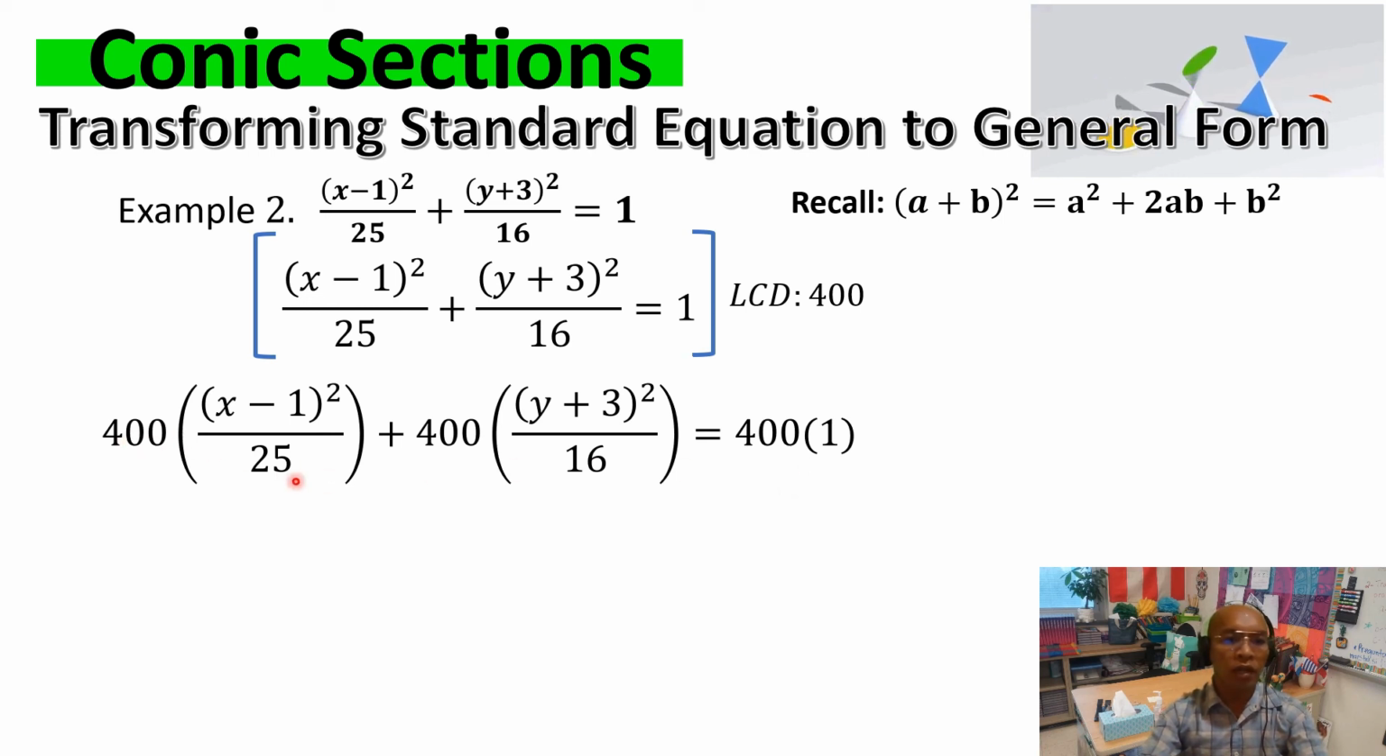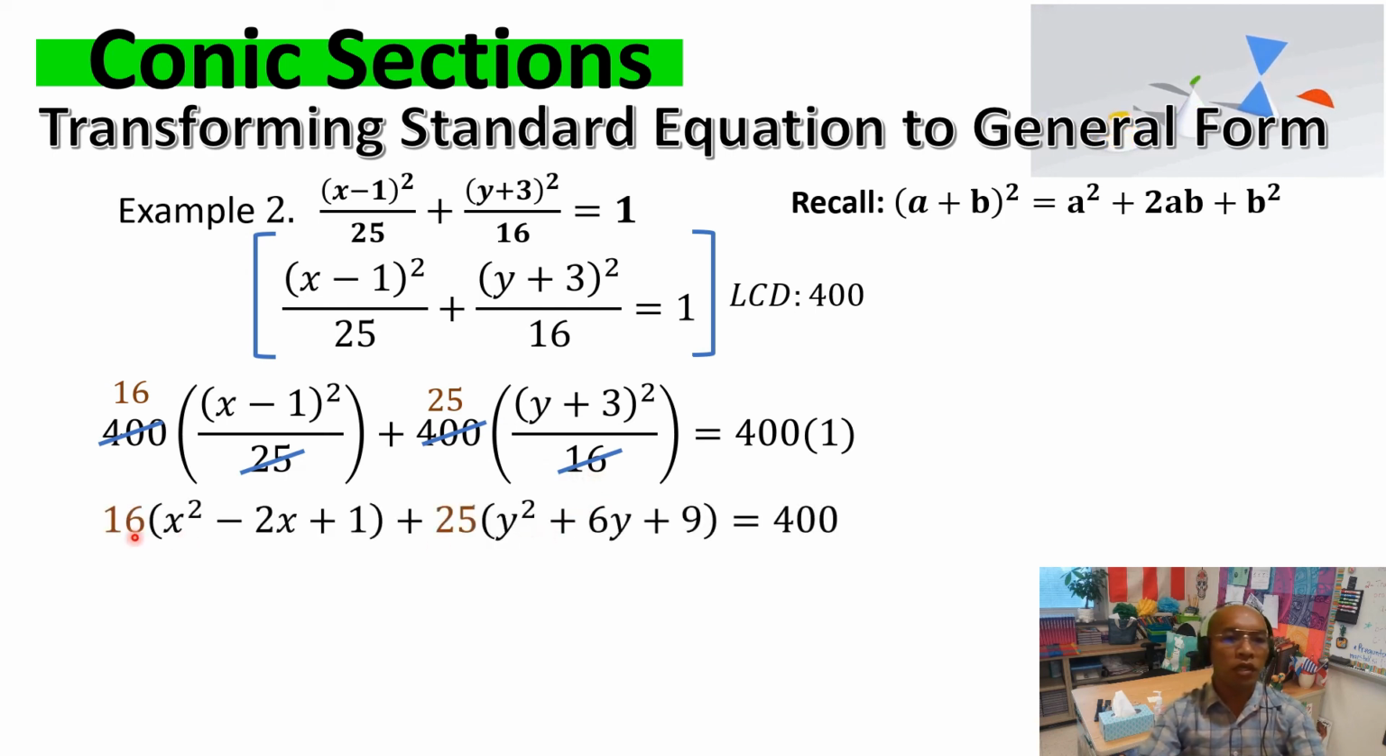So 400 times 25, we can cancel this out. So 400 divided by 25 is 16. And 25 divided by 25 is 1. And 400 divided by 16 is 25. And 16 divided by 16 is 1. So therefore, this is now 16.